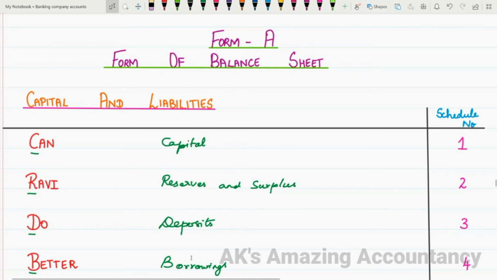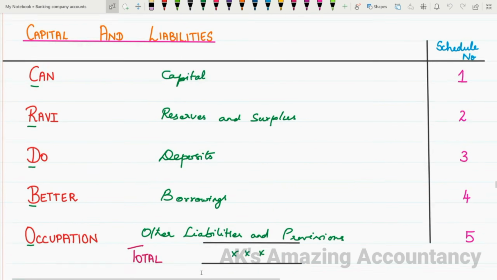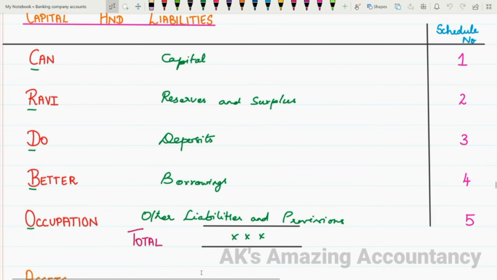In my previous video, I gave you two simple sentences to remember the various schedules of the bank balance sheet. Let me make you quickly recollect these schedules. The first sentence is for capital and liabilities: "Can Ravi do better occupation?" Where C stands for capital, R stands for reserves and surplus, D stands for deposits, B stands for borrowings, O stands for other liabilities and provisions.